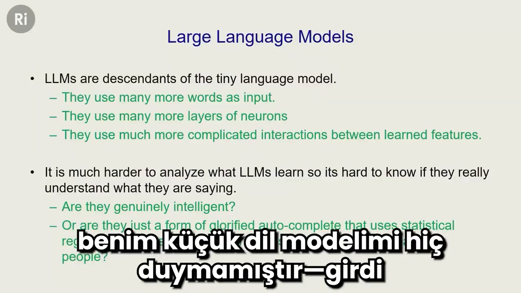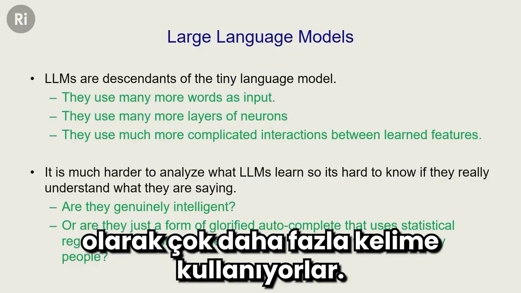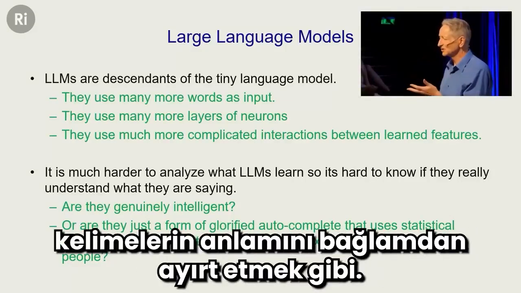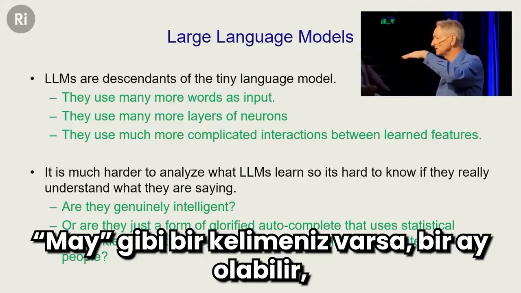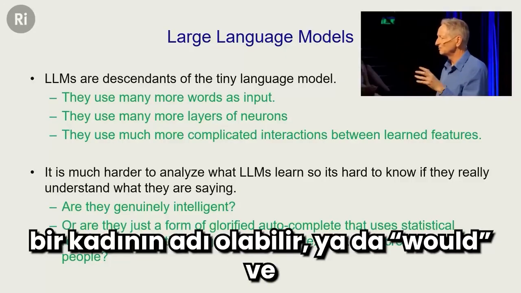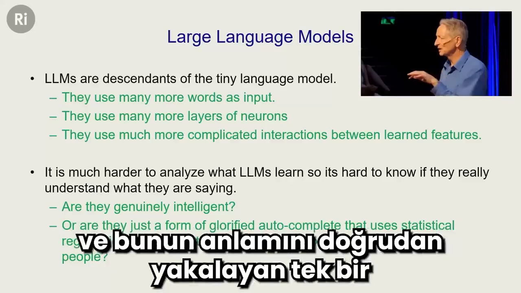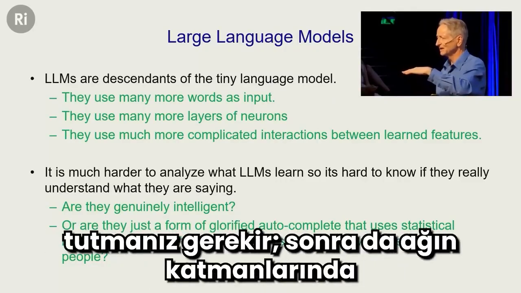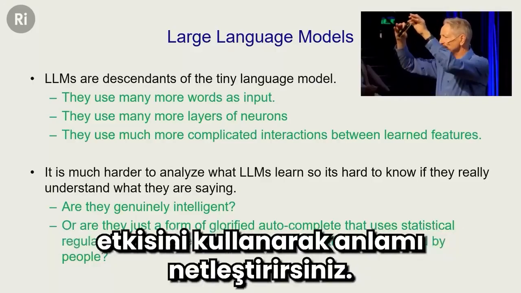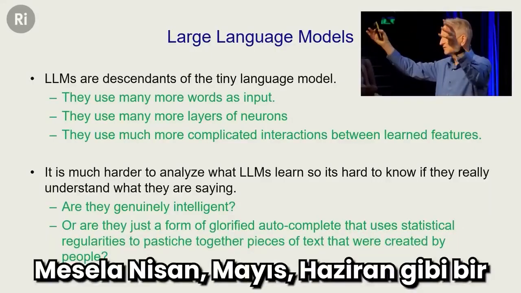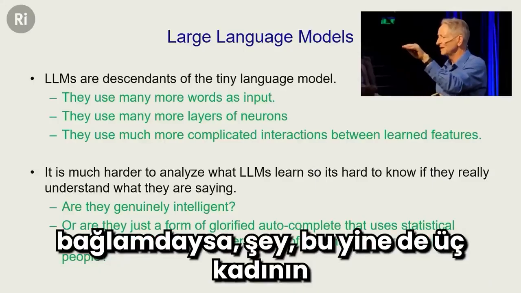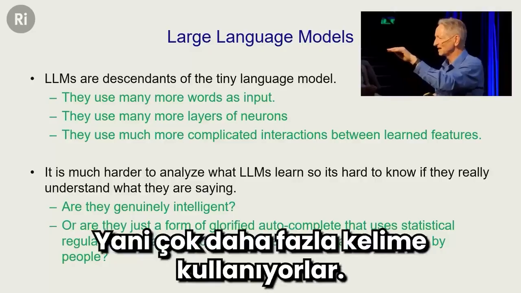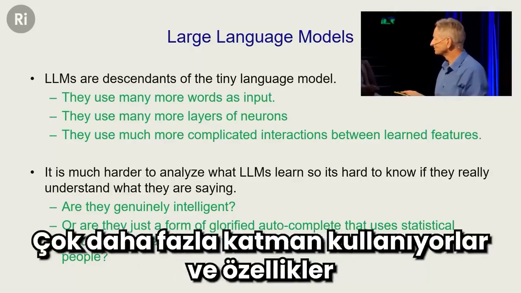So my claim is that the large language models, which I like to think are descendants of my tiny language model, although most of the people who make them have never heard of my tiny language model, they use many more words as input. They use many more layers of neurons. They have to do things I didn't do, like disambiguate words. If you have a word like may, it could be a month, it could be a woman's name, it could be a modal like would and should. And you can't just associate a feature vector with it that captures the meaning directly. You have to hedge your bets. And then as you go up through layers of the network, you disambiguate it using influences from nearby things. Like if it's in April, May, June, that could still be the name of 3 women, but less likely.